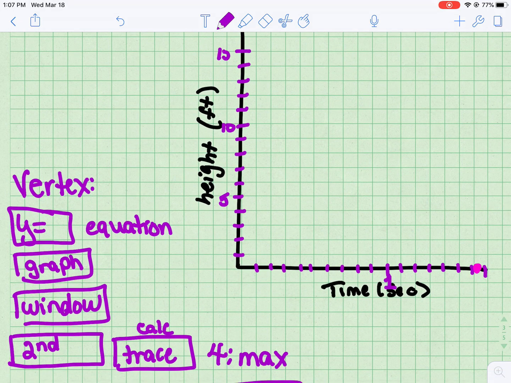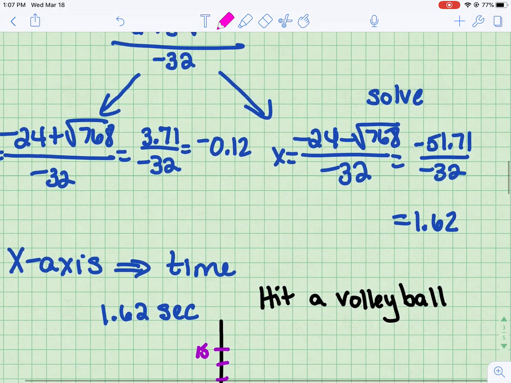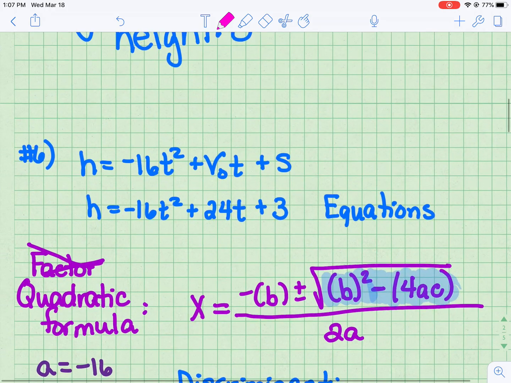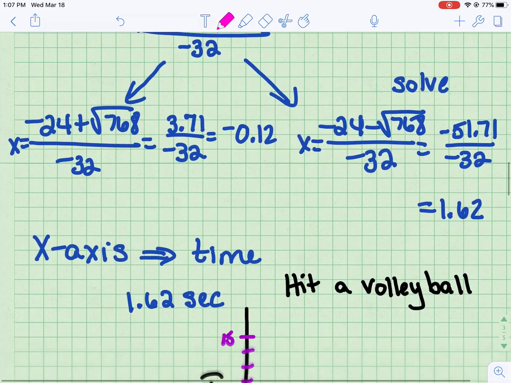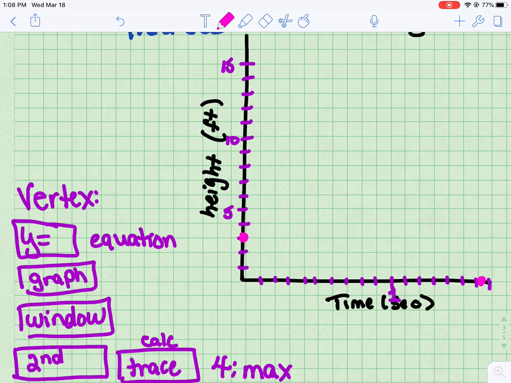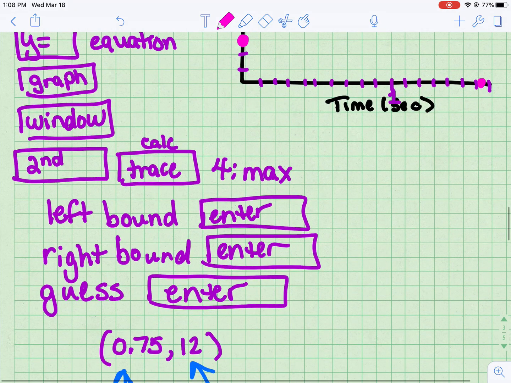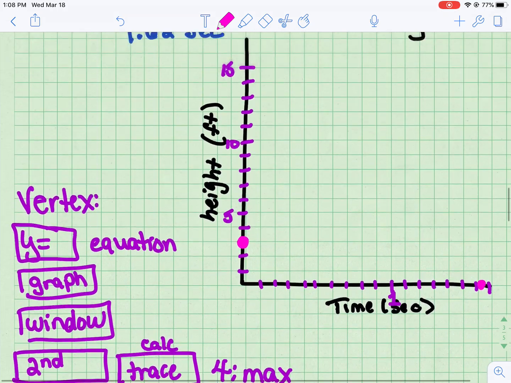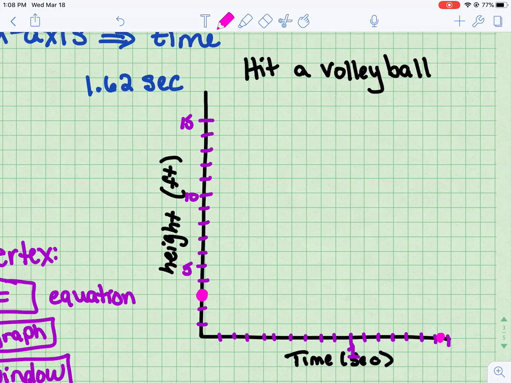Now the first thing I need to put on here is where did the ball start? And it says that in the problem. The starting height, you can find that in the problem and you can find it in your equation. And we started at 3 feet. We did not start on the ground. So I'm going to put a dot there. That's my starting height. We know, because we put this in our calculator, at 0.75, we reached 12 feet. So I'm going to go 1, 2, 3, 4, 5, 6, 7 and a half, and I'm going to put 12. Now I can connect my volleyball path. It goes up and then it comes down. And that's how I finish the problem.